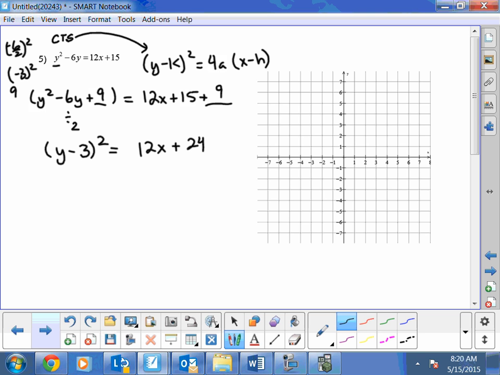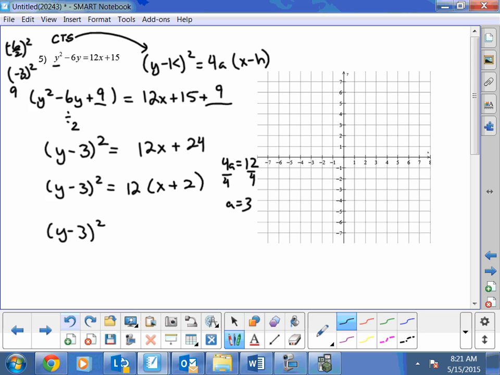Now what we're going to do is factor the right-hand side of this equation so I can find out what 4a is. The greatest common factor is 12. I could factor out a 12, so I'll end up with x plus 2, to get this. Now, 4a is equal to 12, which means that if you divide by 4, a is equal to 3. Which means that this equation can be written like this: y minus 3 squared is equal to 4 times 3, x plus 2. And this is my a value here. That's important so I can know where to draw the focus and where to draw the directrix in this case.